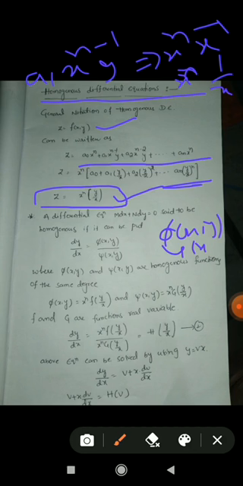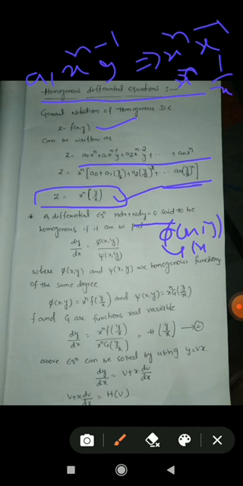This is the general notation of a homogeneous differential equation. First of all, the given differential equation can be written as M dx plus N dy equals 0. Then it is said to be homogeneous. Homogeneous means that in the given differential equation, each and every term has the same degree.